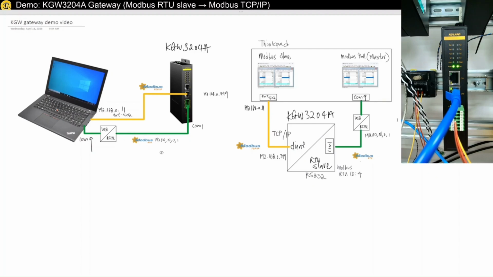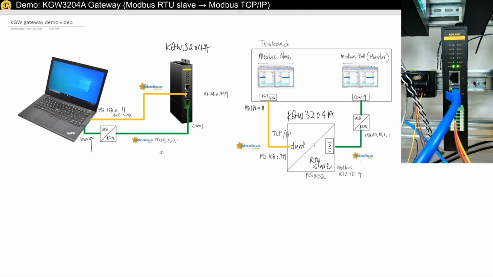If you look at the schematic drawing over here, inside my laptop there's this Modbus Poll, and it's running as master, connecting to COM port 9. I have a USB converter over here, connecting to the KGW3204A COM 1. This master is actively polling this RTU slave, and it keeps polling at ID 4 for my testing scenario.